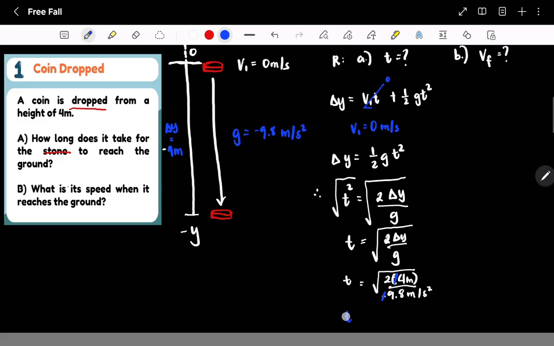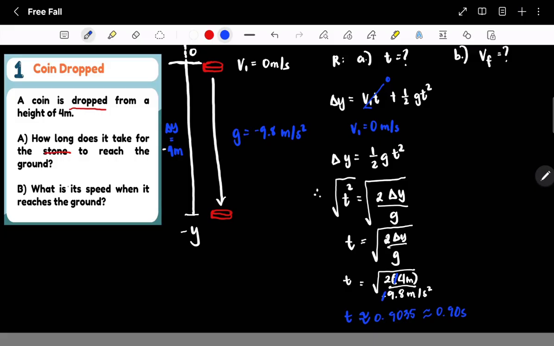If you input this in your calculator, the answer that you will get is approximately 0.9035, or if rounded off, 0.90 seconds. So that is the amount of time it will take for this coin to reach the ground. Now, how about letter B? The speed when it reaches.